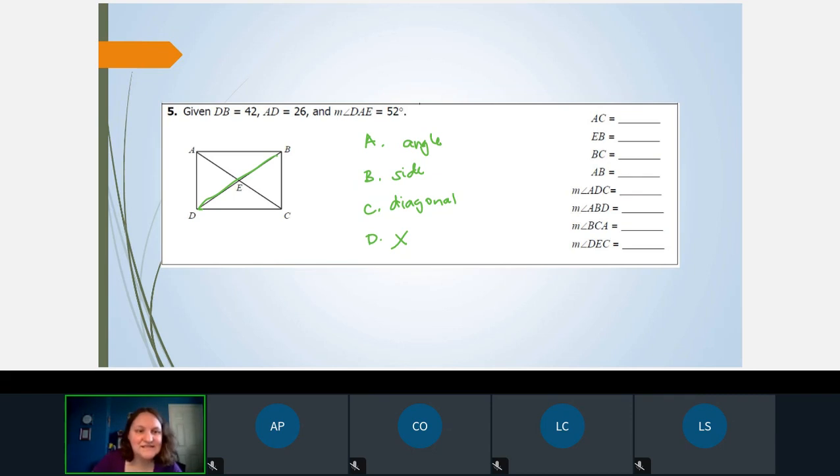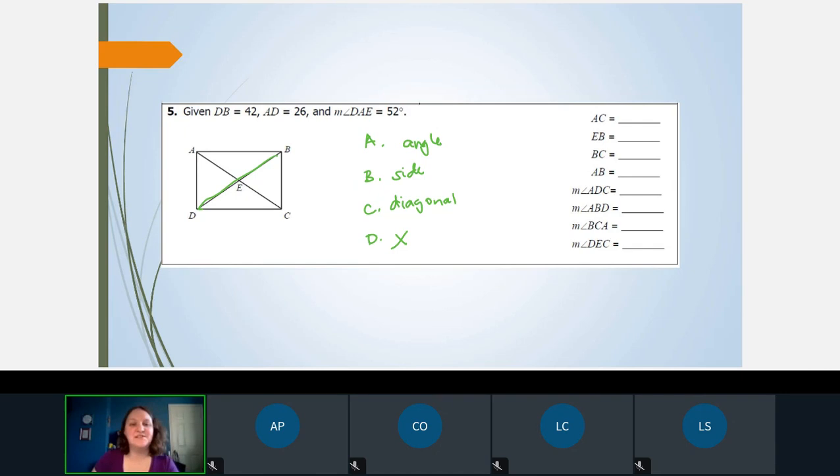Anyone else? What is DB? Is DB an angle? Is it a side? Is it diagonal? Thank you for nobody answering D. That was good. Okay, Aiden, thank you. I'll make note of that. That's good. If you said diagonal, you are correct.